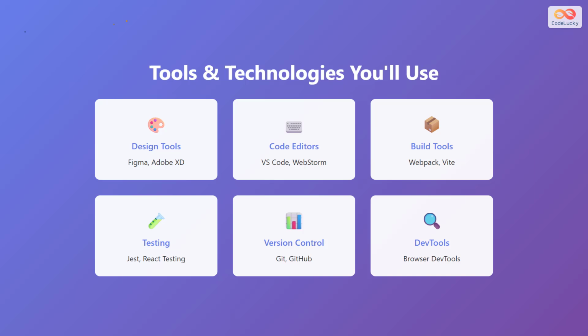Front-end developers work with a variety of tools every day. Design tools like Figma and Adobe XD help you understand design specifications. Code editors like Visual Studio Code and WebStorm are where you write your code. Build tools like Webpack and Vite bundle and optimize your applications. Testing frameworks like Jest ensure code quality. Version control with Git and GitHub helps teams collaborate. And browser DevTools help you debug and profile your applications.